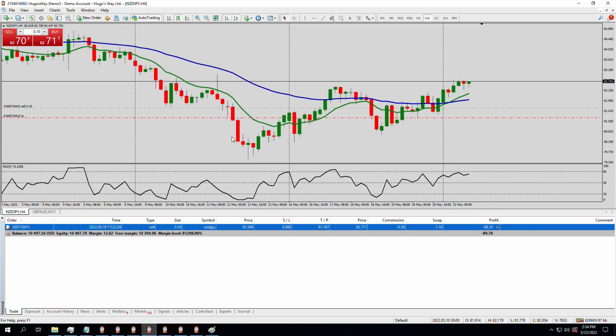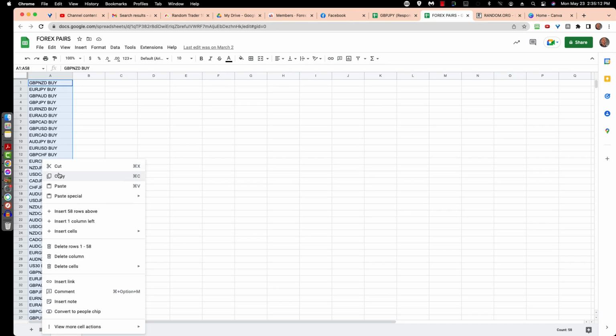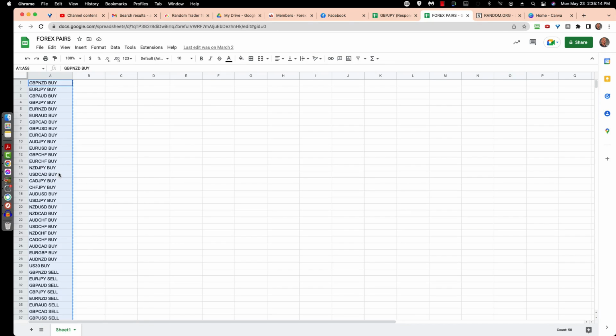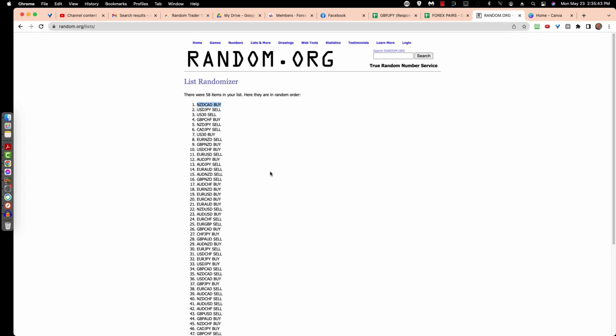Let's go pick and choose our next random Forex currency trade. Here we are, 28 different pairs plus US 30. I have a buy and a sell attached to each. We're going to put it in the random list organizer on random.org. And let's hit randomize. The next trade is going to be NZD CAD buy. NZD CAD buy. Let's go do that now.